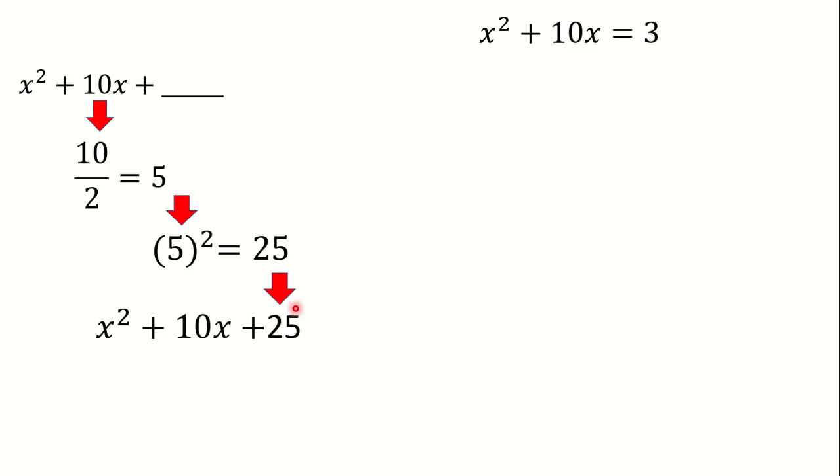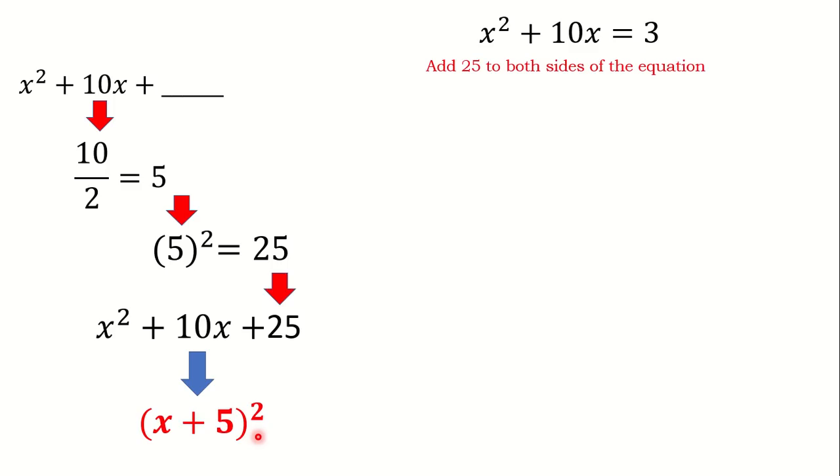So yung expression natin ay x squared plus 10x plus 25. So, ito ngayon ay perfect squared trinomials na. So, kapag kinuha natin yung square of binomials, that is x plus 5 squared. Okay. After natin makuha yung perfect squared trinomials, no?